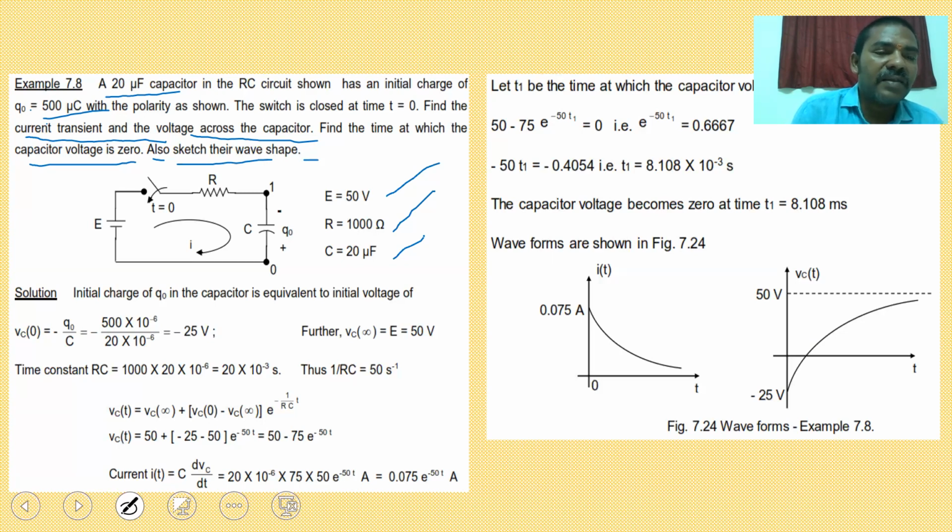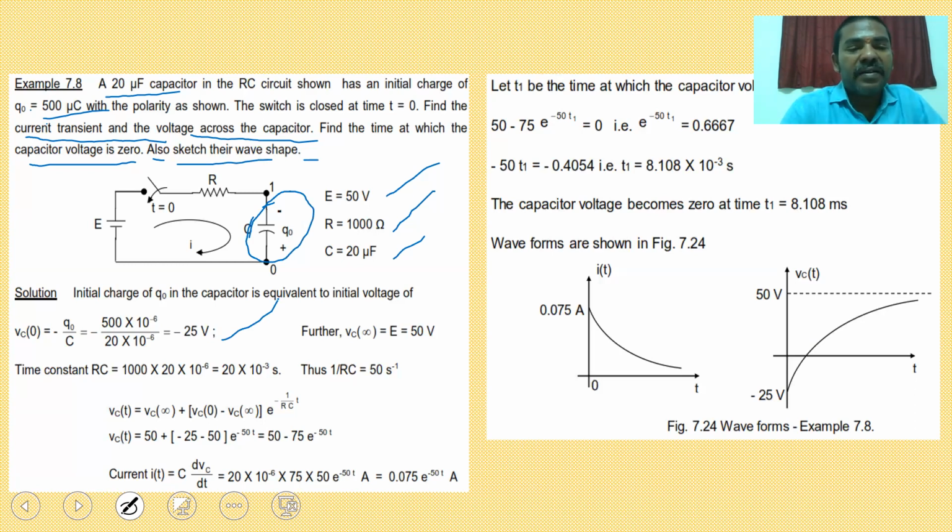So voltage drop across the capacitor is minus Q naught, as per the direction of the circuit we are writing, minus to plus. The value we are writing as minus Q naught by C, that is equal to minus 500 into 10 power minus 6 divided by 20 into 10 power minus 6. So finally you can get minus 25 volts. So this is the initial voltage across the capacitor.